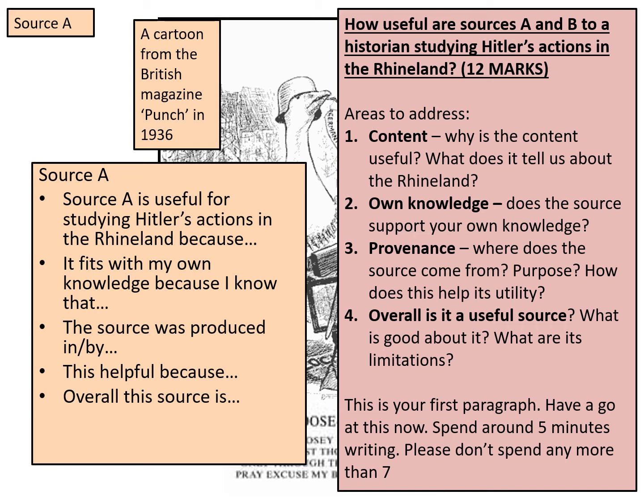So let's just recap what we've already said. You've already said source A is useful for studying Hitler's actions in the Rhineland because, and you've given me a number of details of the cartoon. You've then said it fits with my own knowledge because I know that, and you might have told me about the Treaty of Versailles and what happened to the Rhineland. You might have told me about German rearmament, anything at all. There's knowledge that shows something about what Germany was doing. Provenance bit, you're going to tell me who it was produced by, when, and then we're going to think about, well, how's that helpful to us?